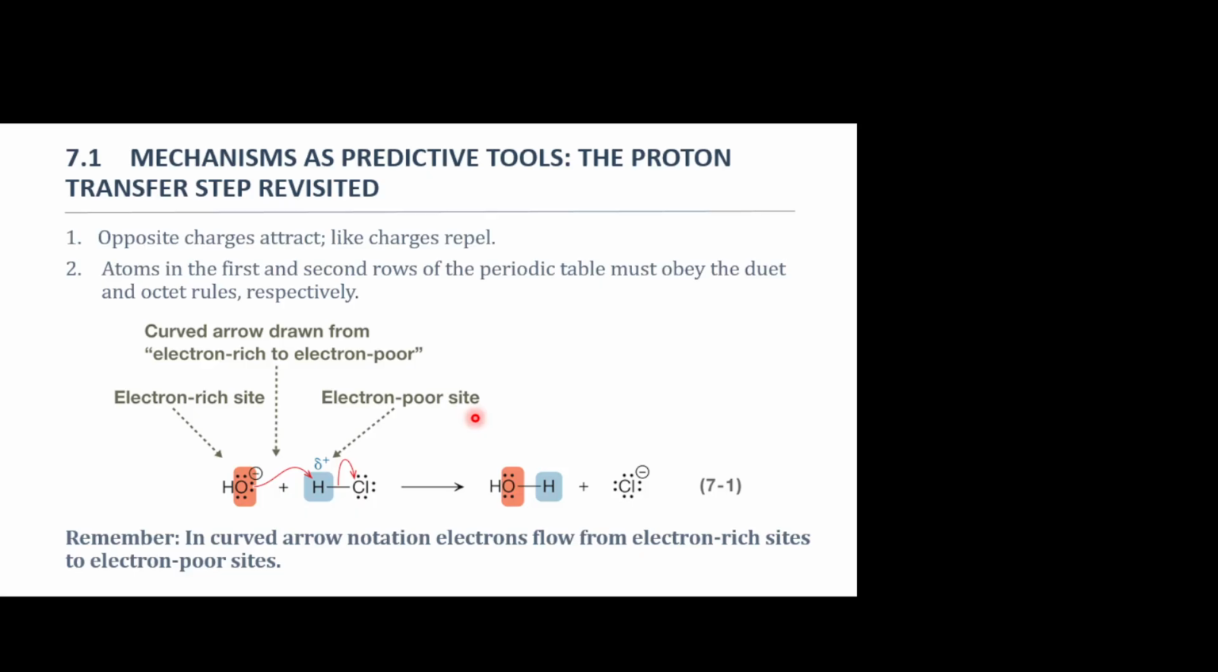Okay, so opposite charges attract, likes repel, of course. Atoms in the first and second rows of the periodic table have to obey the duet and octet rules, respectively. If we're on the third period and lower of the periodic table, we can have the extended octet occur, where we have more than 8 electrons. That's because those have d orbitals available.